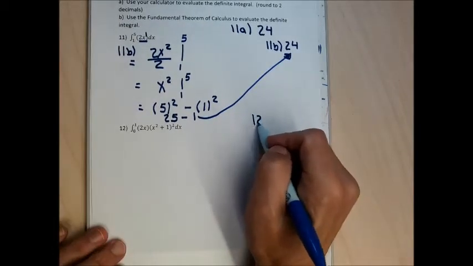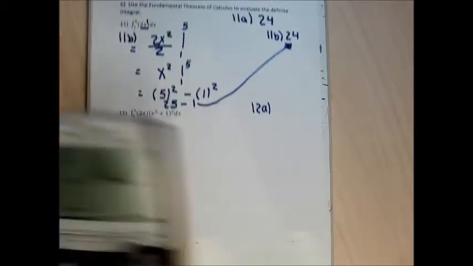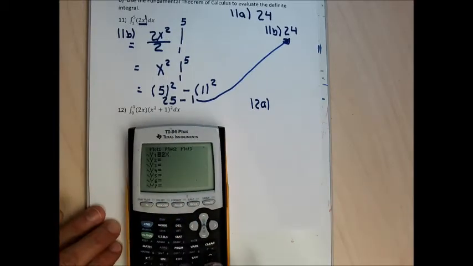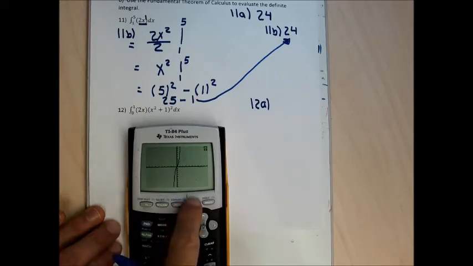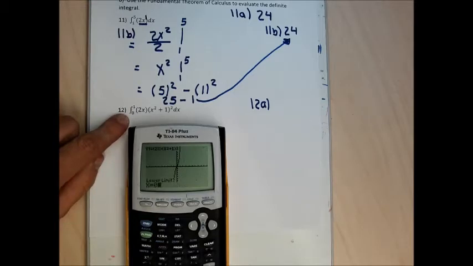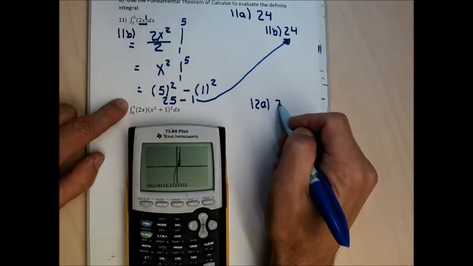12a, I need to enter this on my calculator and find the area that is indicated here. So I'm going to go to y equals, I'm going to enter parentheses 2x, parentheses, x squared plus 1 squared. That's the function without the dx. I can graph it if I'm interested in seeing what the graph looks like. Ultimately, I just need to go second calc, go down to option 7, lower limit 0, upper limit 1, round to 2 decimals, and I get 2.33.